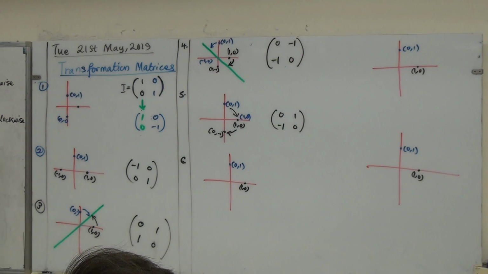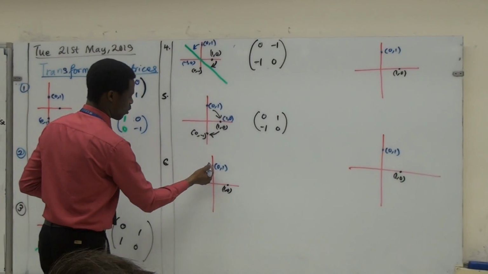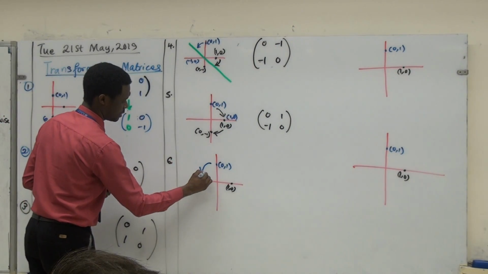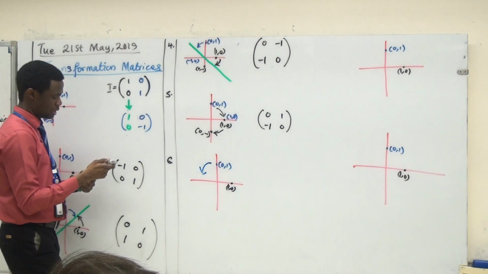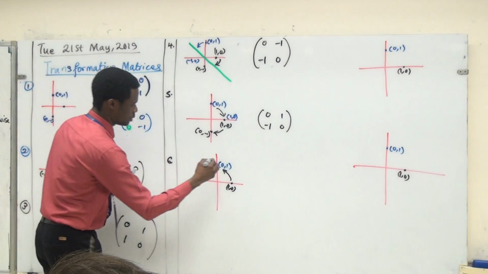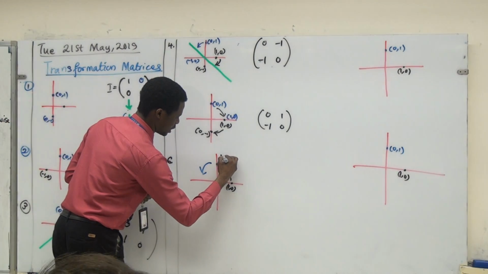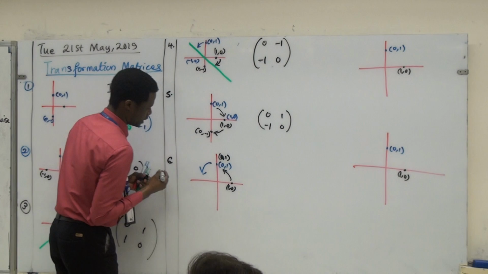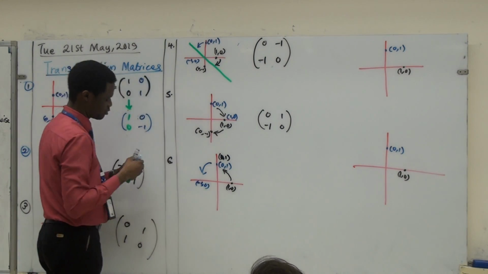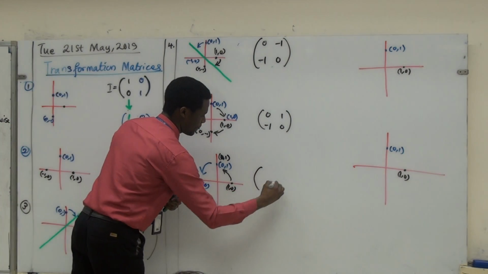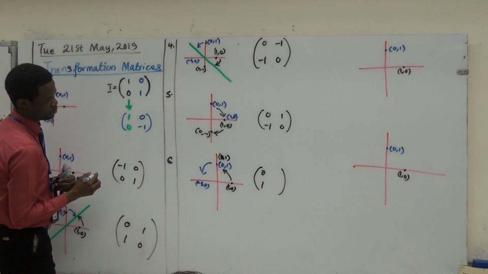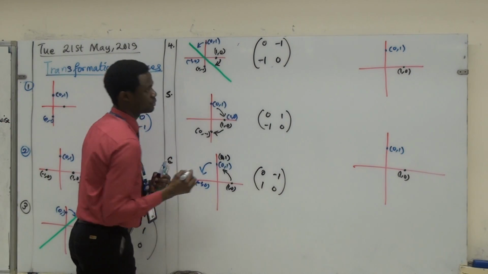Okay, so number 6 is 90-degree anti-clockwise. So anti-clockwise is this way, right? So where does the blue come to? It comes here, and the black one goes to, can we see that? So the black one comes here. That's 0, 1, and the blue point comes to negative 1, 0. So the transformation matrix would be what? The first column will be 0, 1, and the second column will be negative 1, 0.